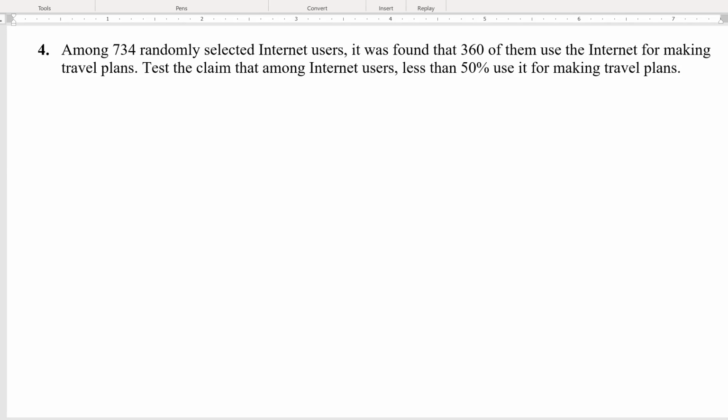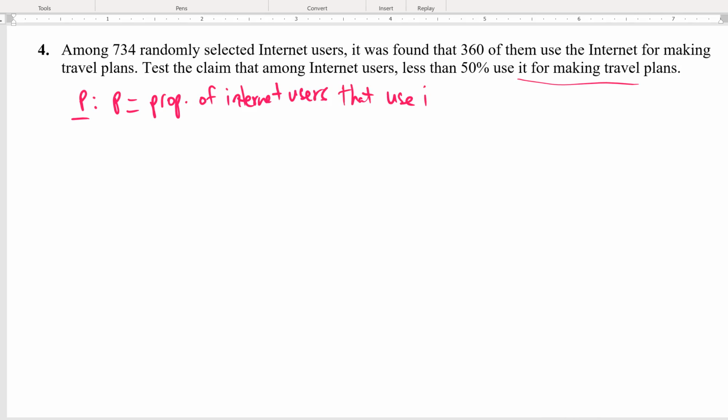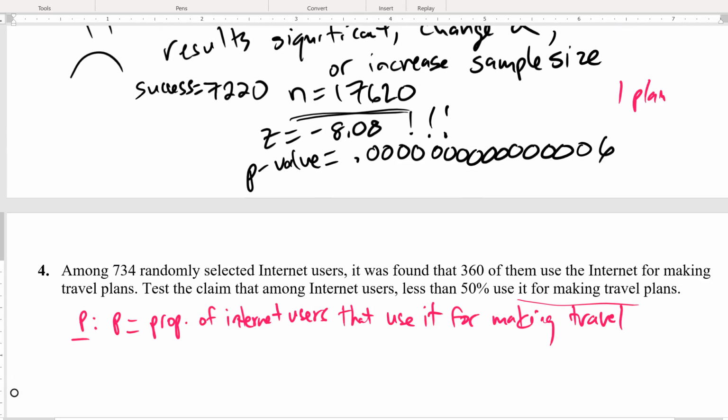Among 734 random internet users, it was found that 360 of them. All right, so what's our p? Proportion of internet users that use it for making travel plans. That was not helpful.